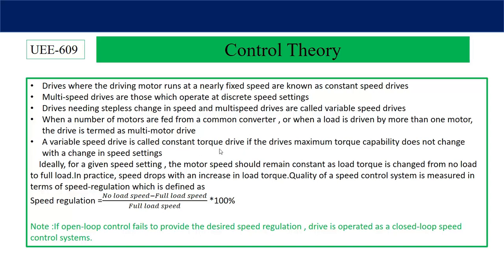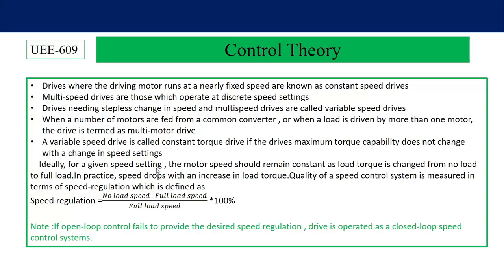A variable speed drive is called a constant torque drive, if the drive's maximum torque capability does not change with a change in speed settings. That means the maximum torque capability or rating of the motor remains the same. So the motor will not cross this maximum or achievable torque from the motor. In that case, the drive is known as a constant torque drive. This can also be called a variable power drive because power is equal to torque into speed. As we are assuming the torque is constant and the speed is changing, the power is variable.